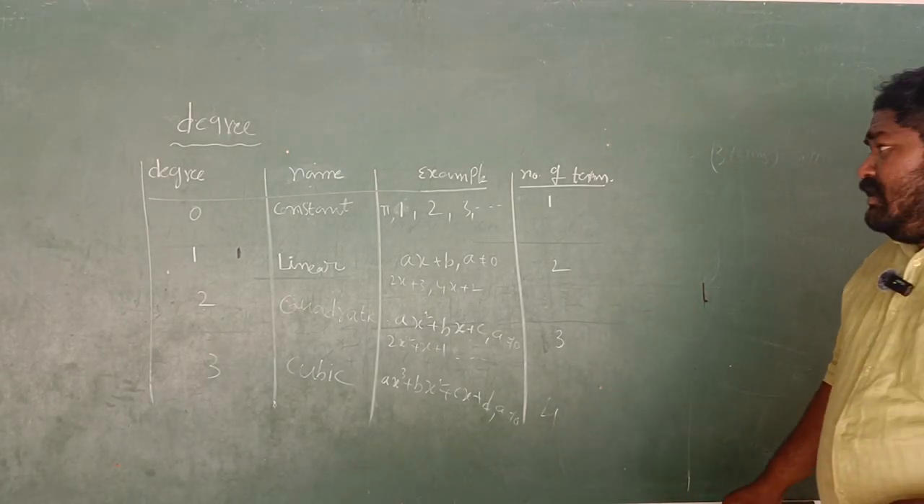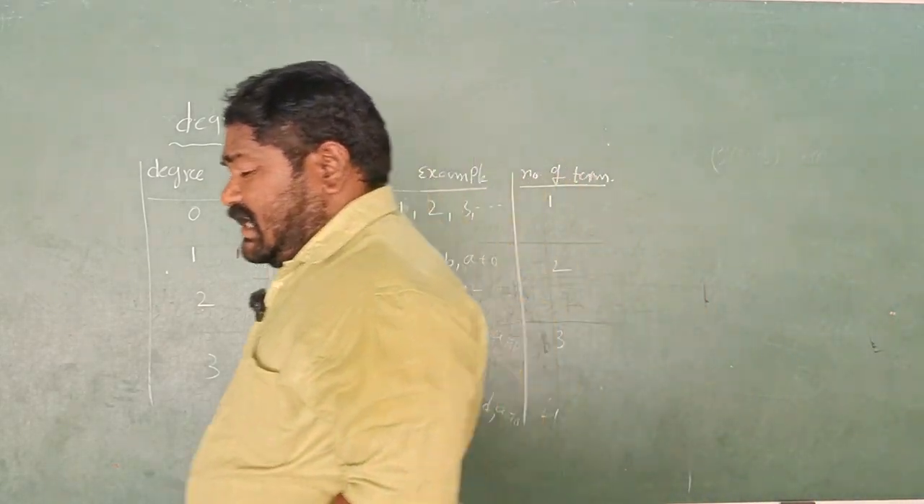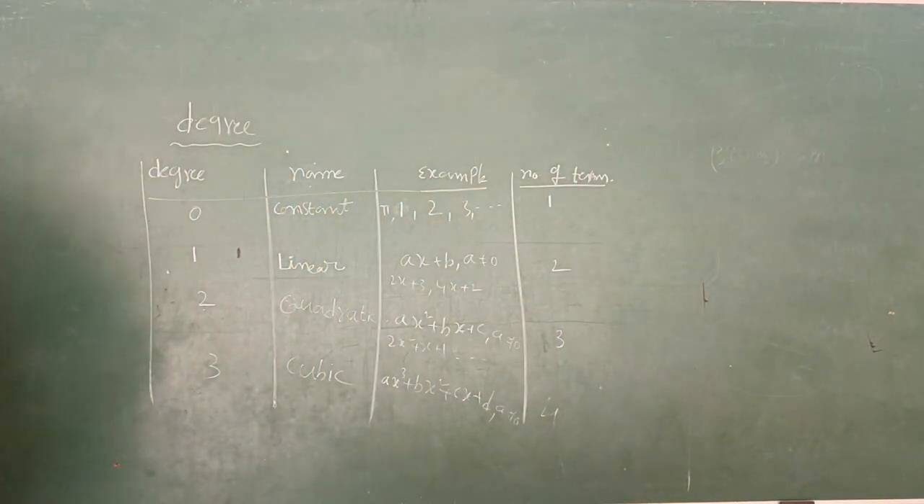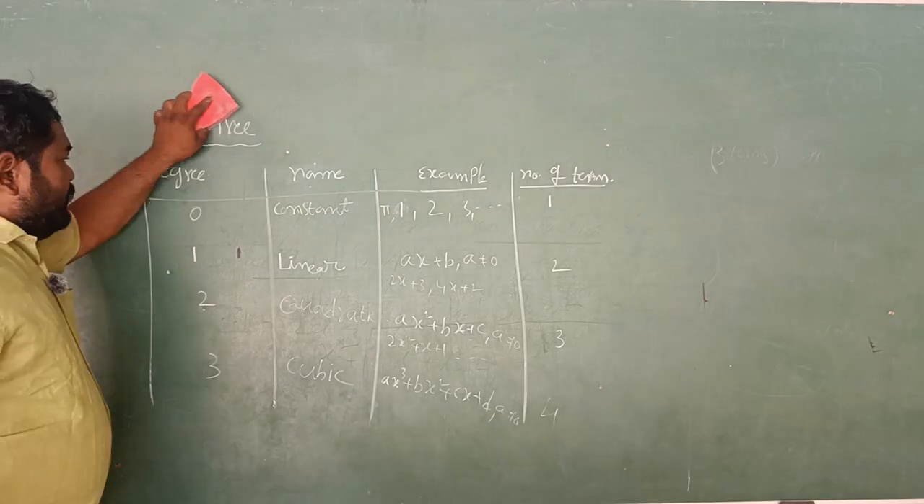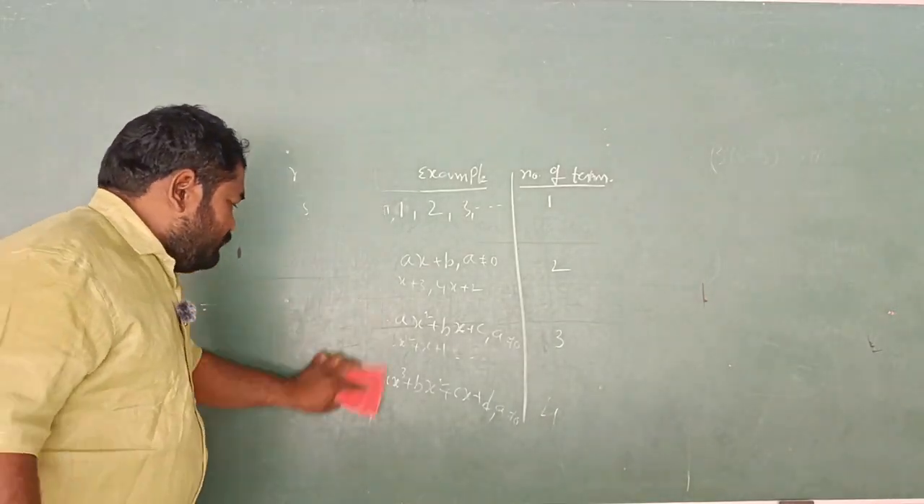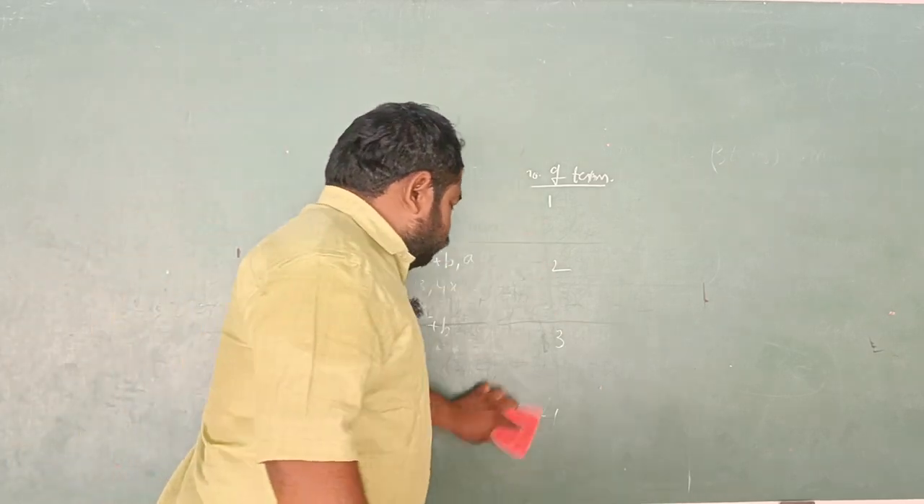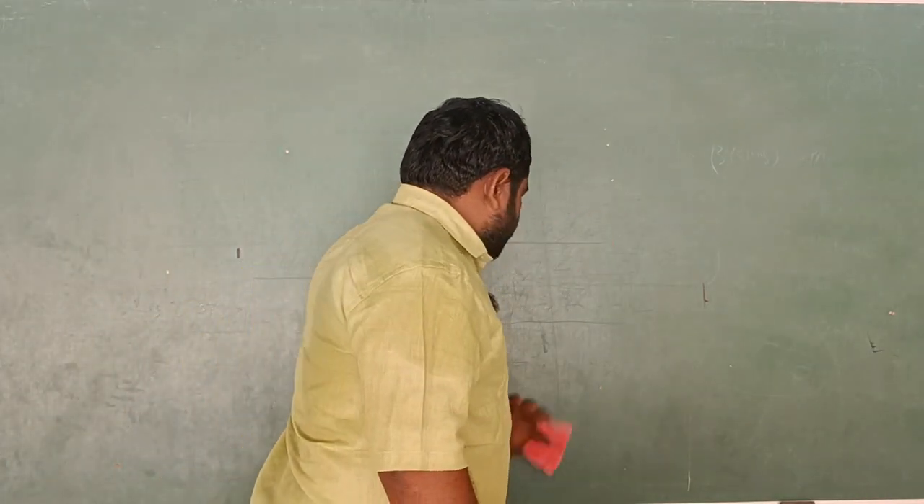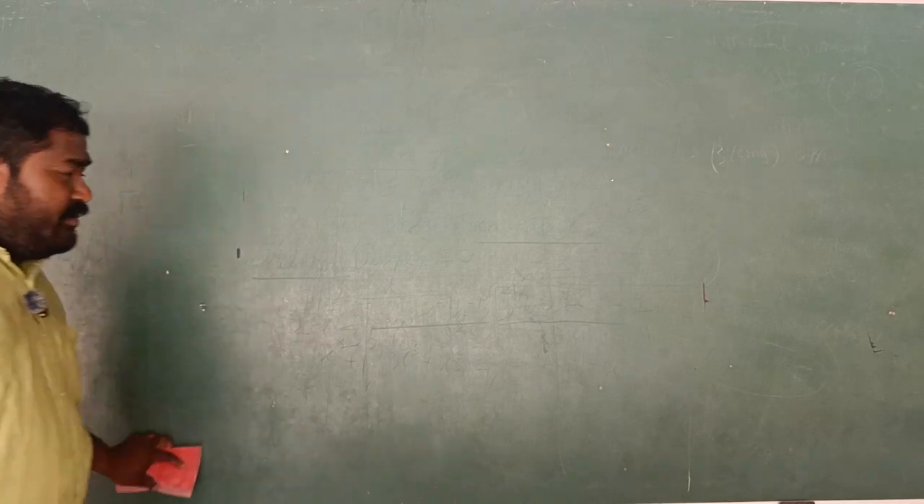Okay, the next one is, this is the classification of polynomials. Next, we have to understand what is a zero of a polynomial. What is a zero of a polynomial? How we can draw the graph, we can solve in the next class.